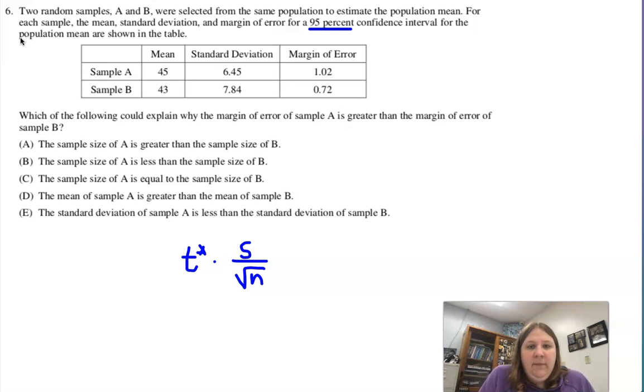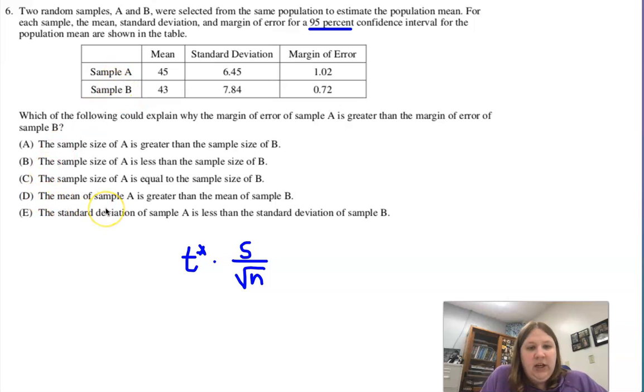So they're asking about the margin of error. Why is the margin of error for A bigger than B? Or potentially, why is it bigger? Okay, so I've got the formula for margin of error here. This is what's used to calculate margin of error. A lot of them are referring to the sample size. The first 3 are, and we don't know the sample size of each of them.